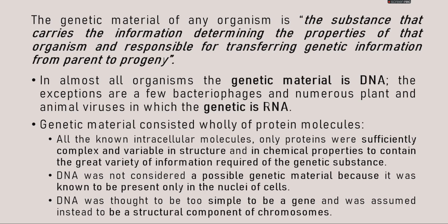Now you know that while there is a division in a eukaryotic cell, the nucleic acid, that is the DNA material, gets itself coiled around the histone proteins to become the chromosomes. So earlier it was considered that DNA was a simple gene, but instead it is a structural component of the chromosome. So DNA wasn't considered as a genetic material at that time because of these reasons.